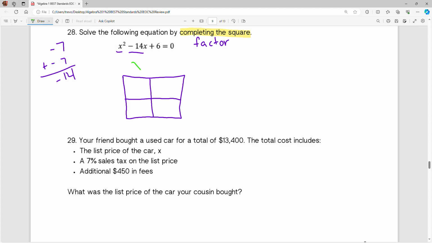If I say x minus 7 times x minus 7, right? X times x is x squared. X times -7 is minus 7x. X times -7 is minus 7x. And then a negative times a negative would be a positive. 7 times 7 would be 49.